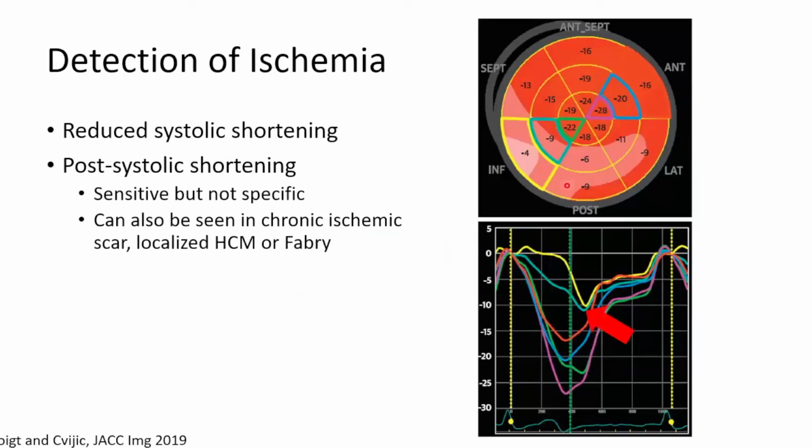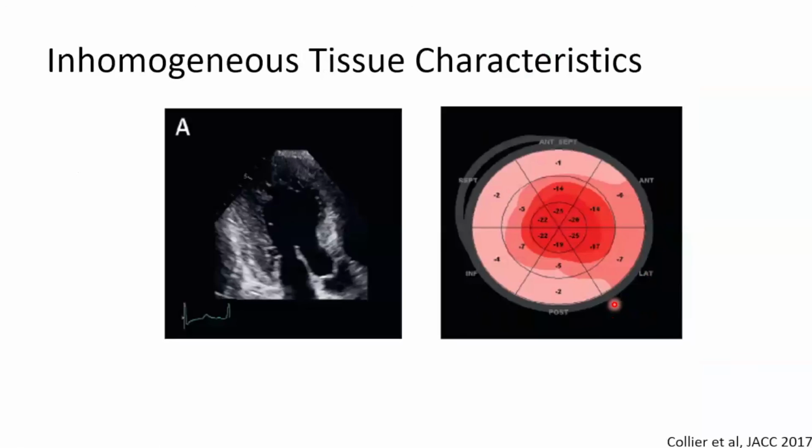In these segments, the basal inferior and the mid-inferior, the peak systolic strain occurs after aortic valve closure, after end systole, and that could be because of delayed relaxation. And so when we do see post-systolic shortening, this could be an indication of ischemia in these territories. It's not specific though; it can be because of scar or localized areas of HCM or Fabry's disease.